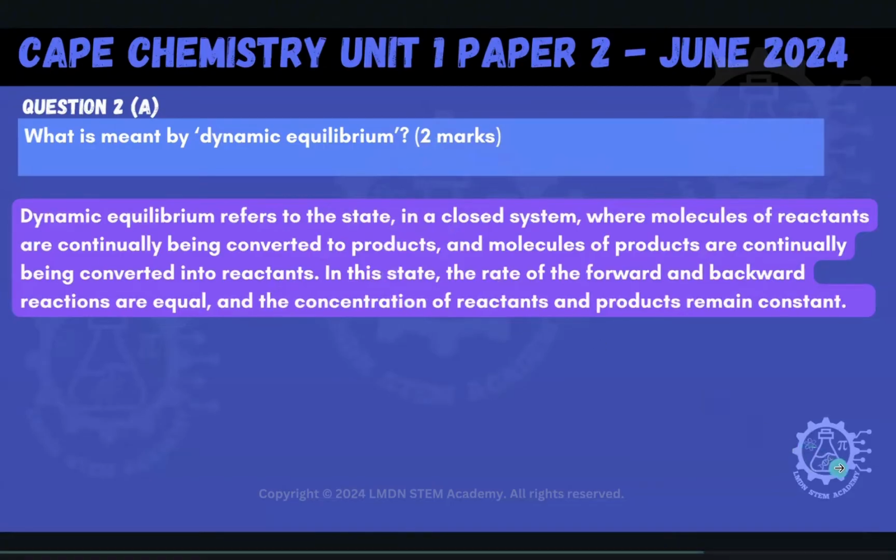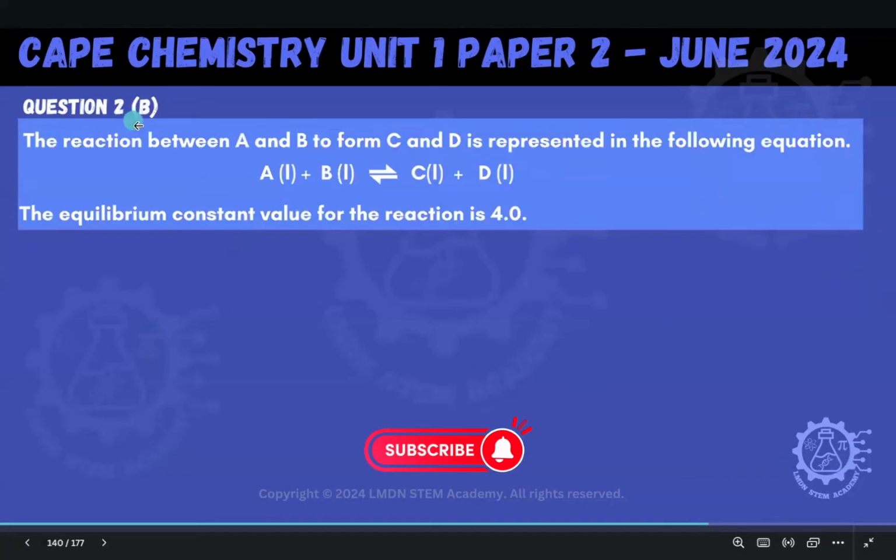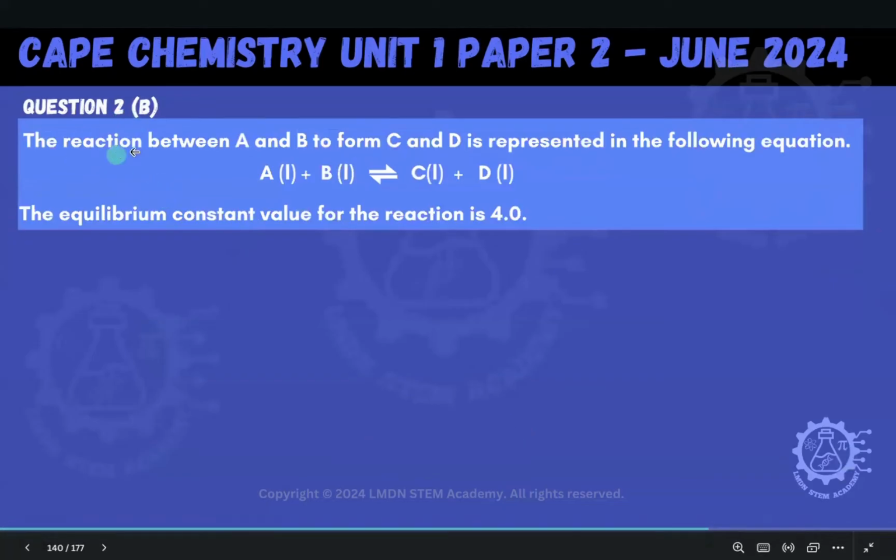So let's go ahead now to part B. Part B says that the reaction between A and B to form C and D is represented in the following equation. So here's an equation. We have A plus B in equilibrium with the products C plus D, right? The equilibrium constant value for the reaction is 4.0. All right. So let's see what the question is asking now.